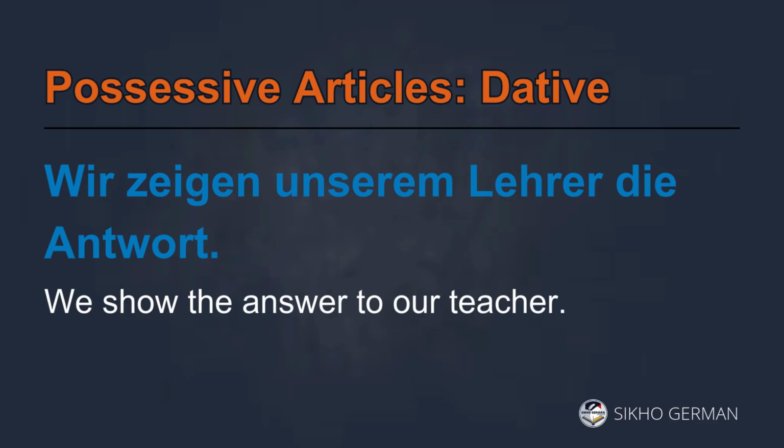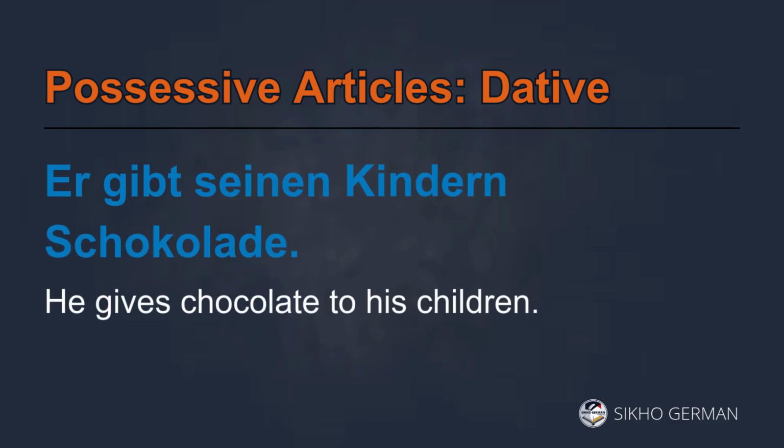Wir zeigen unserem Lehrer die Antwort. We show the answer to our teacher. The masculine noun Lehrer is the indirect object, so we use unserem, dative masculine. Er gibt seinen Kindern Schokolade. He gives chocolate to his children. The plural noun Kindern is the indirect object, so we use seinen, dative plural, and the noun becomes Kindern, adding the n. This is the dative plural rule.